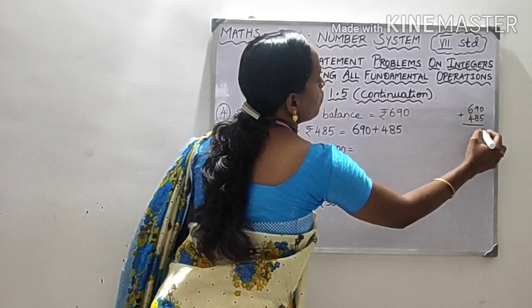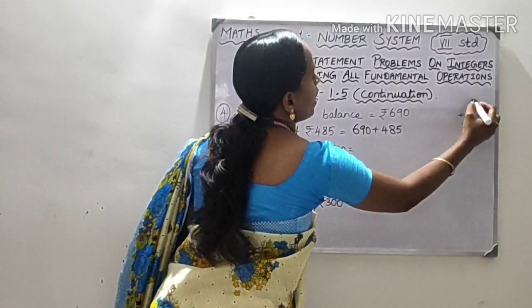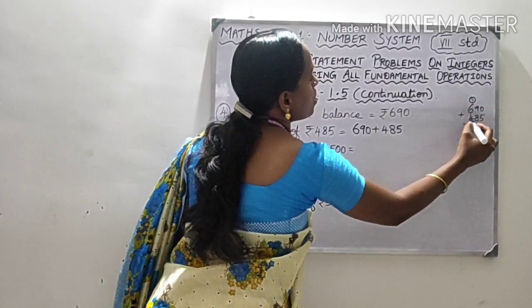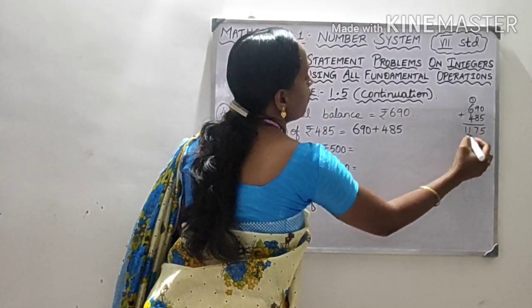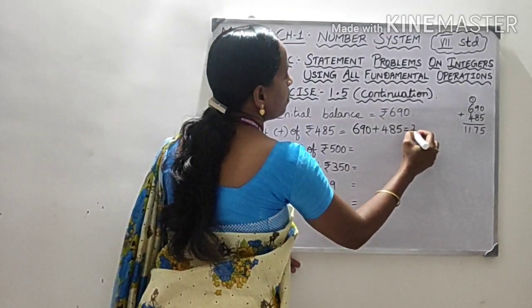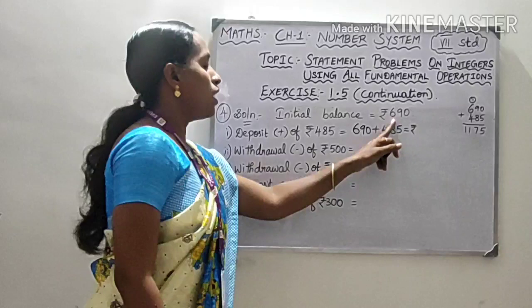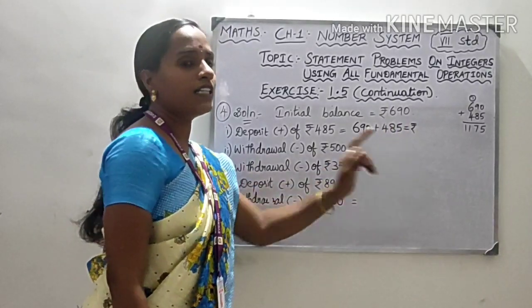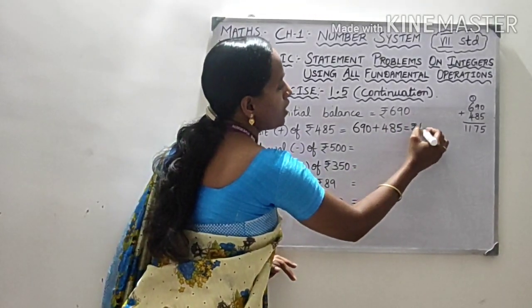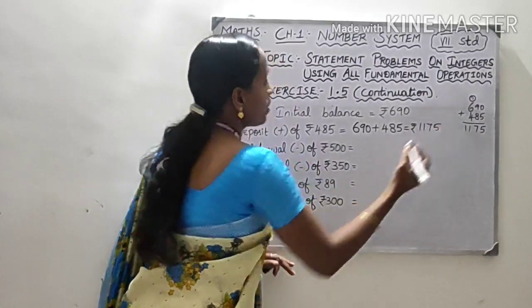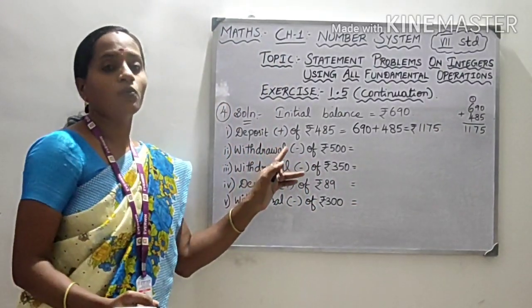0 plus 5, 5. 9 plus 8 is 17. Carry over 1. So 6 plus 4, 10. 10 plus 1 is 11. So we can write here, if you deposit 485 after the 690, we will get the value rupees 1175.